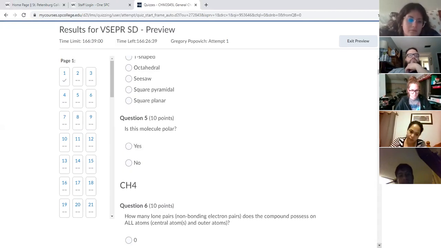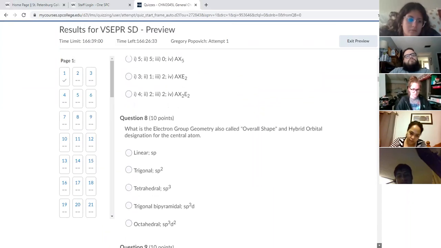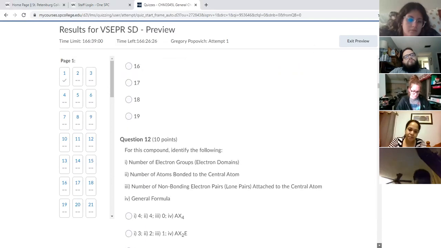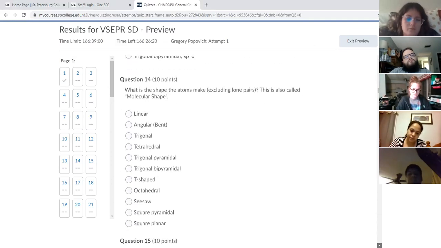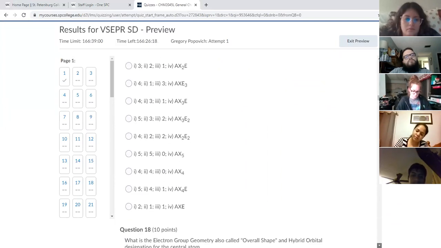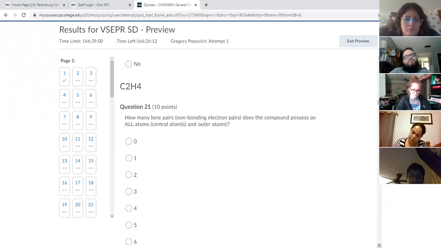5 questions. Then you have methane. 5 questions. Then you have hydronium ion. 5 questions. Are we sensing a pattern here, guys? NH3, 5 questions. C2H4. First question, how many lone pairs does the entire molecule have? C2H4. This has two center atoms.